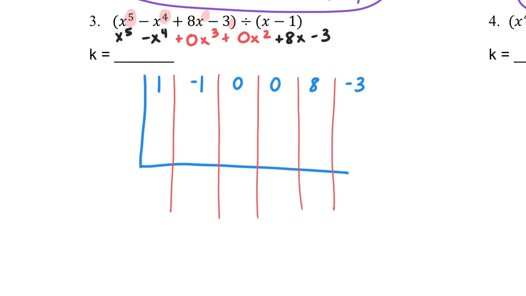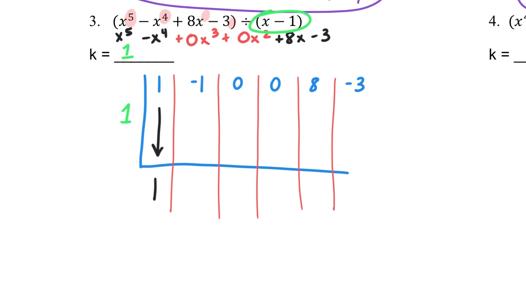I put those lines in just to help keep myself organized. And then I need to find my k value. So I take what I'm dividing by, that negative 1 becomes positive, and I put that outside. Then I go through and I do my solving. Step 1, bring down that first number, and then I multiply.